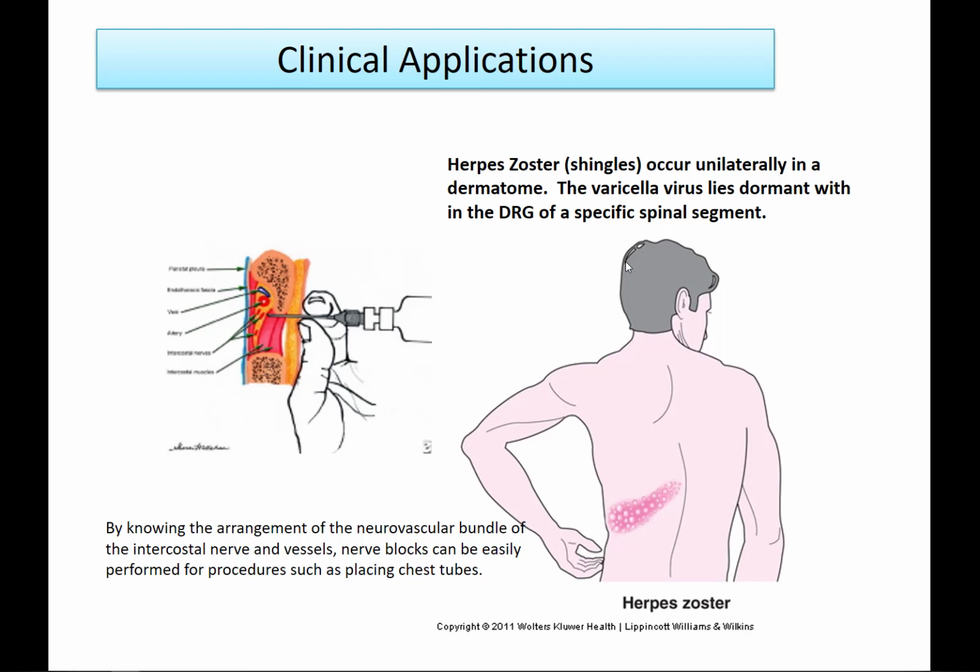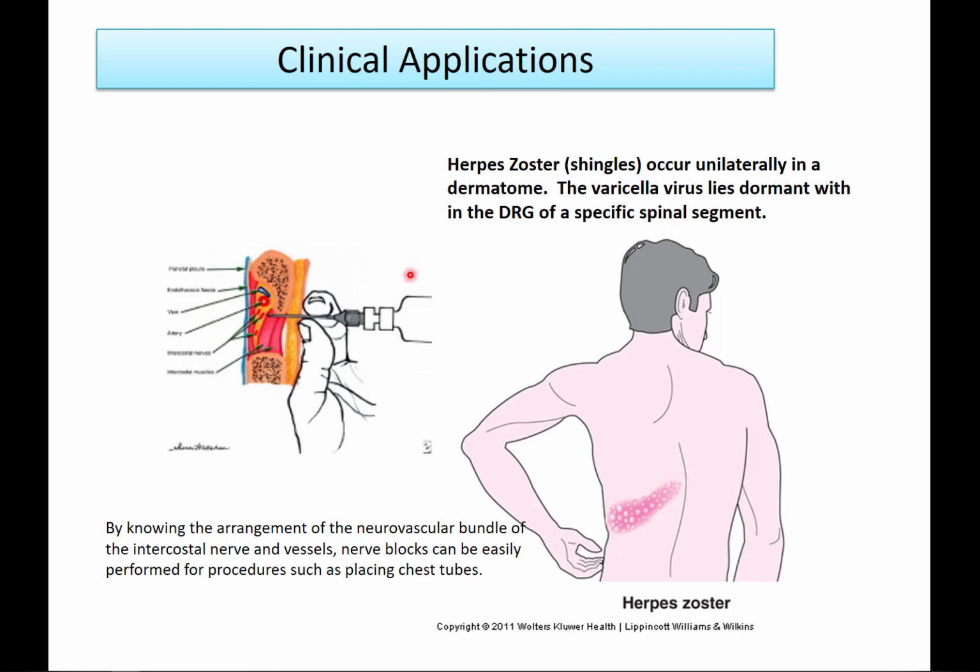Clinical applications. Herpes zoster, or shingles, usually occurs unilaterally within one dermatome, and the reason for this is that the varicella virus will lie dormant within the dorsal root ganglia, also known as spinal ganglia, of a specific spinal segment. Here's a little drawing of what it can look like. This is the characteristic dermatomal appearance of a herpes zoster outbreak.